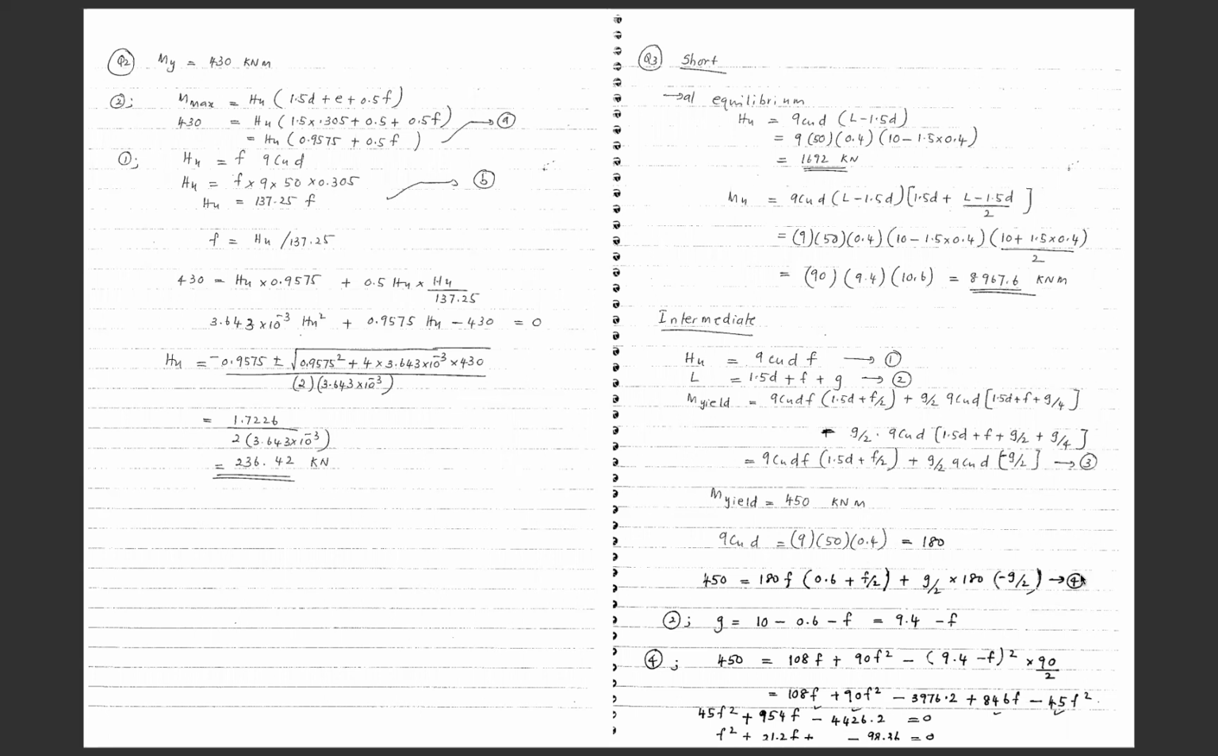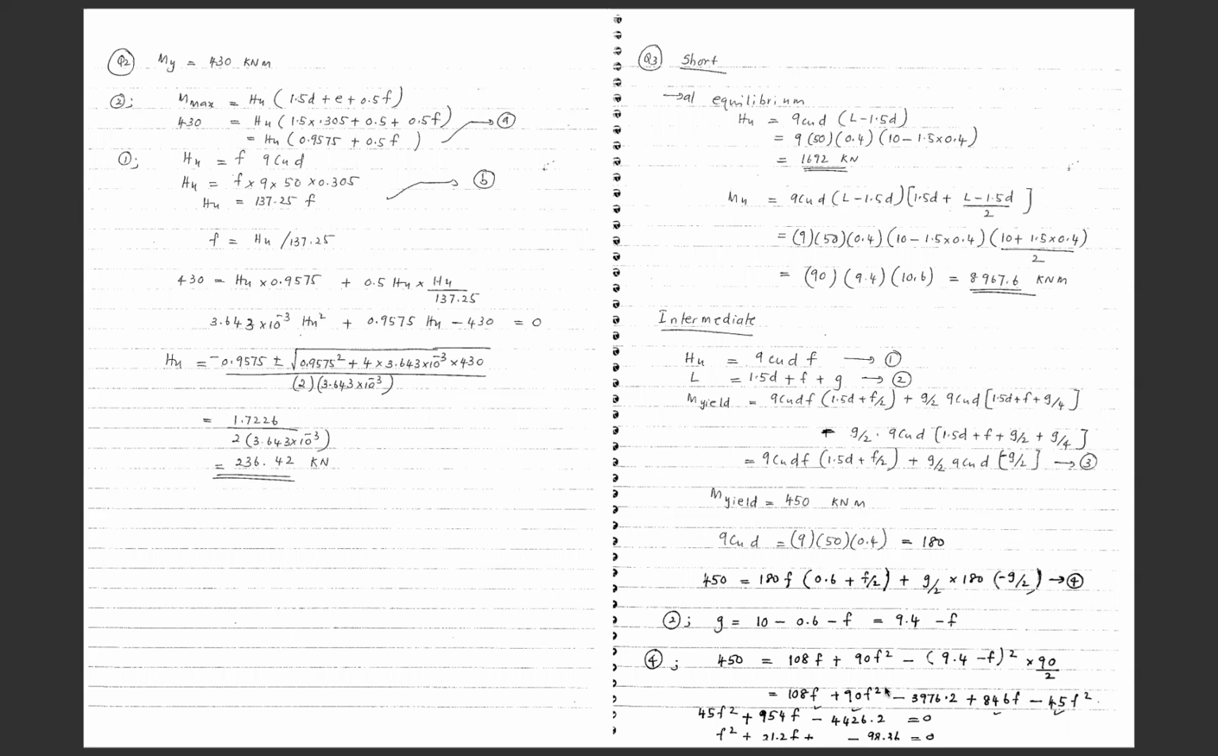If you proceed with the solutions, you're going to have equation number 4, and equation number 4 is only a function of f and g. We have another equation which is a function of f and g as well, because L is given as 10 meters. So we can use these 2 equations with 2 unknowns to find the value of f in the problem.